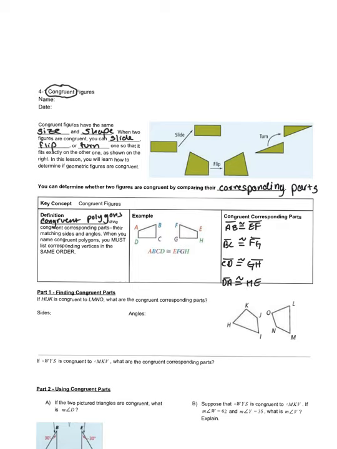Now we can start talking about the angles that are congruent. Well, angle A is congruent to angle E. Angle B is congruent to angle F. Angle C is congruent to angle G. And angle D is congruent to angle H. All right. Now these are the congruent corresponding parts of these two polygons.